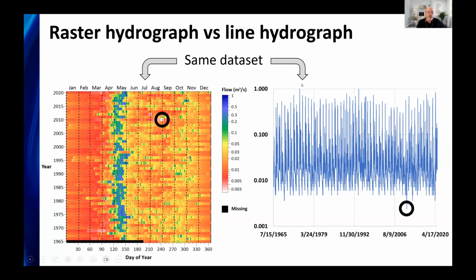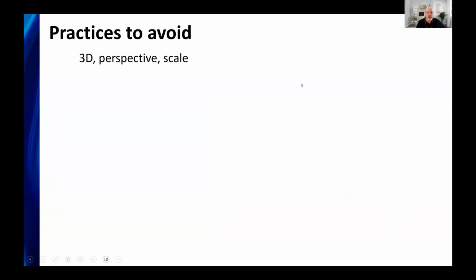If we look at this on the raster plot, there it is in the center. We quickly see that it happened in year 2010, and it happened late August, early September. Much easier to find out what's going on in the data with this kind of a plot. So that's a big step forward here.